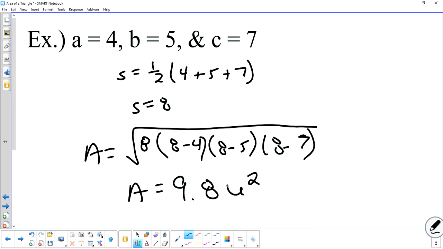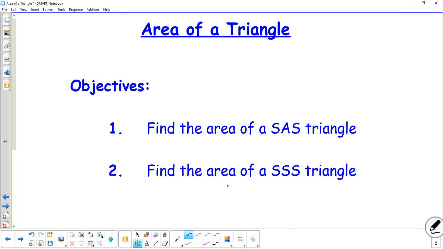Okay, so those are really the only two things for how we find area of a triangle, and that is it for this lesson. Just make sure that you pay attention to detail and order of operations, especially when you do your Heron's formula. And make sure that you are in degree mode because we'll only be using angles in degrees.